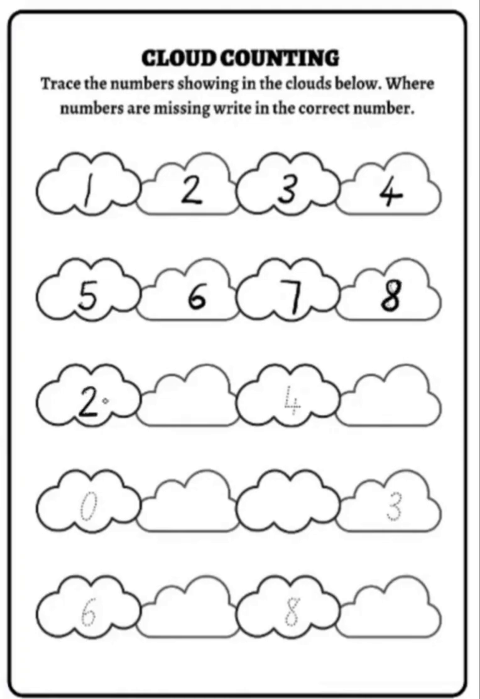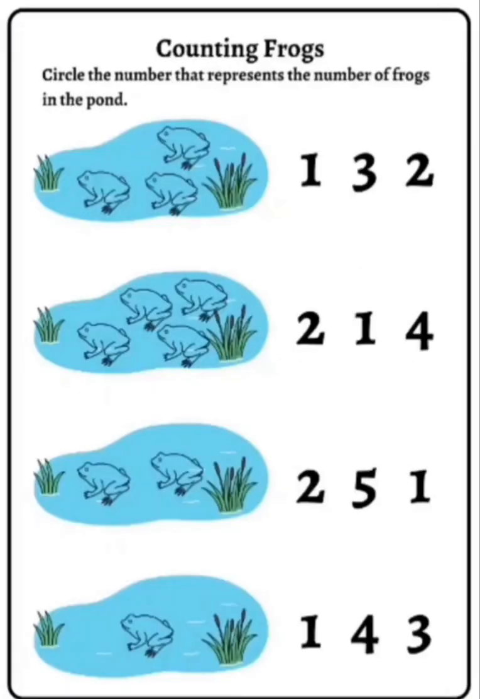Trace 2. After 2, 3 is missing, so write 3. 4, 5 is missing, so we will write 5. 0 is given, so trace 0. 1, 2, 3, trace 6. After 6 comes 7, 8, 9 is missing, so write 9.